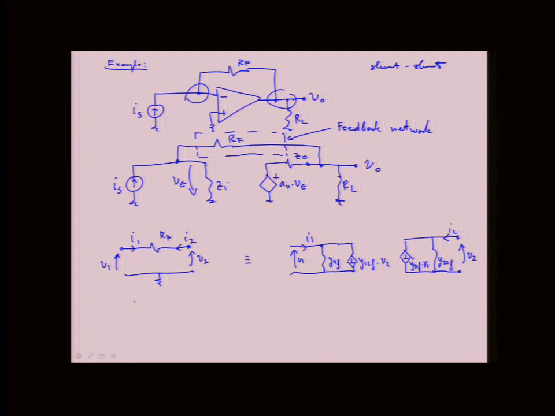So if you look at Y11 feedback, that was I1 over V1 when V2 equals 0. Okay, so in this case, that's 1 over RF. Then, if we look at Y22F, this will be, again, I2 over V2 when V1 equals 0. So that's, again, 1 over RF.